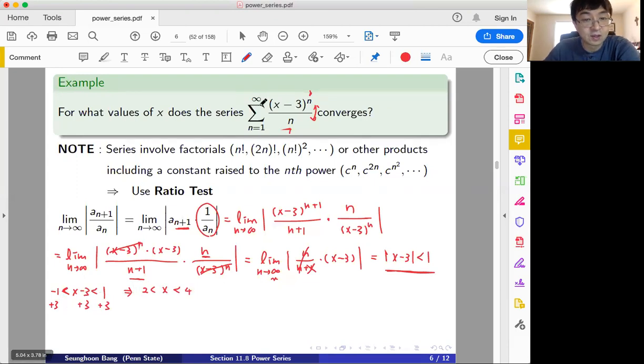So what does it mean? The series is convergent in this interval. This is your final answer. So what's your answer? x is between 2 and 4. So that's it, this is your final answer. What do you think? Is it final?